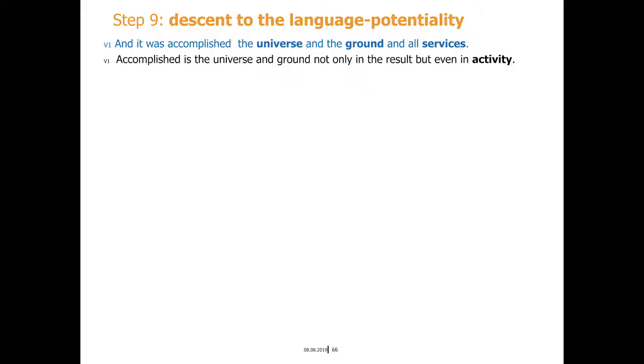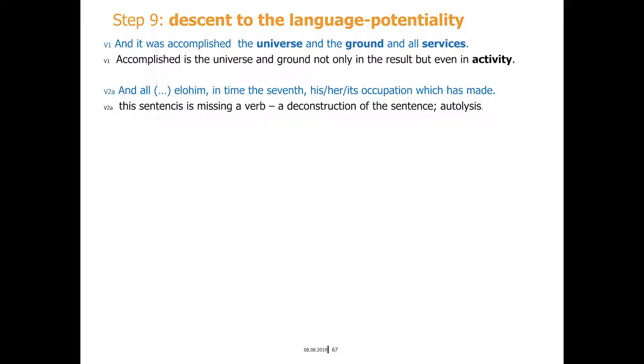There is one step more, and again, it's his conception, the descent. And it was accomplished, the universe and the ground and all services. Accomplished is the universe and the ground, not only in the result, but even in activity. And all Elohim in time, the seventh, his occupation which has made. This sentence is missing a verb. It's a deconstruction of the sentences, autolysis of language.